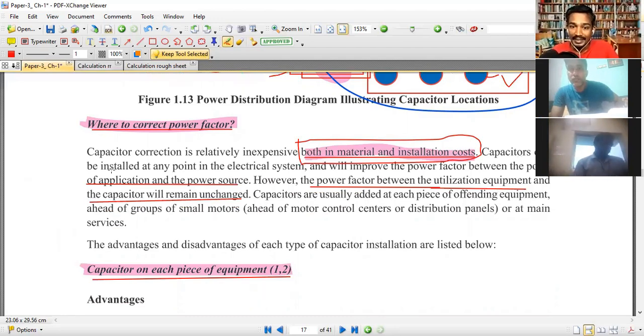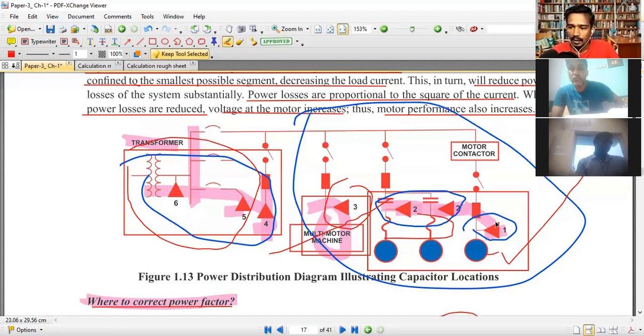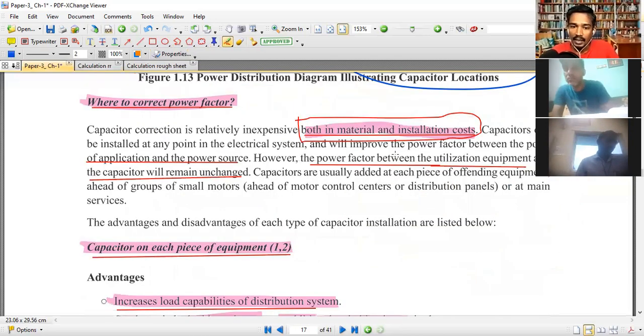A capacitor can be installed at any point in the electric system. It will improve the power factor between the point where the capacitor is installed and the power source.